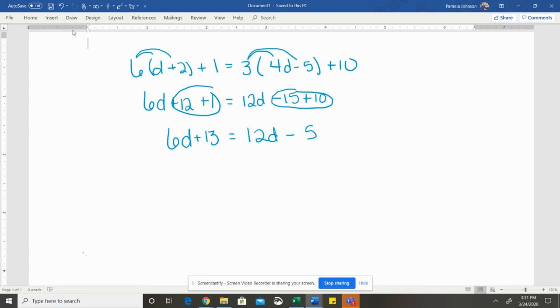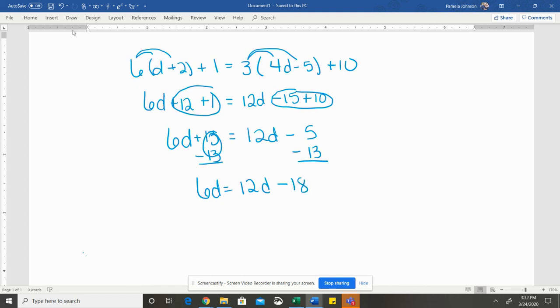Okay, now that we've got both sides completely simplified, we are going to just start moving things across. And remember, when we move things across the equal sign, that's where we change signs on stuff, okay? I want to move this 13 to that side, so I'm going to subtract 13 from here, so that this zeroes out. But that means I have to subtract 13 from this 5 also, because what we do to one side, we have to do to the other. So now I have 6D equals 12D minus 18.